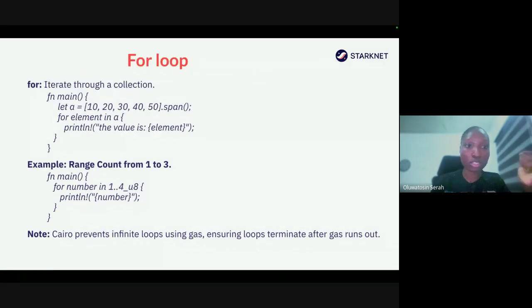I'm kind of rushing. So for loop, for iterating through a collection. So we have let A equals this array dot span, right? Like I made mention, this dot span method, you're just calling the method to get a snapshot of the array, an immutable snapshot. You're not going to be able to mutate it, right?